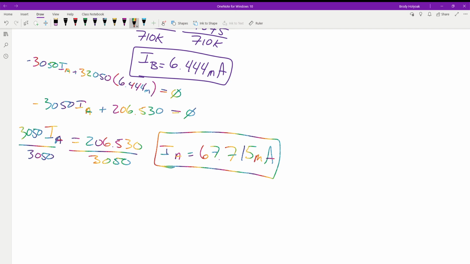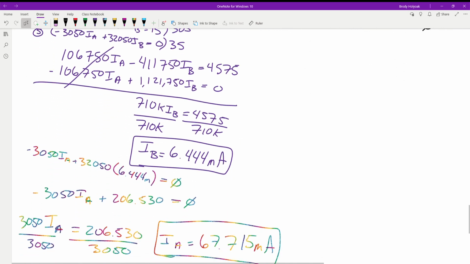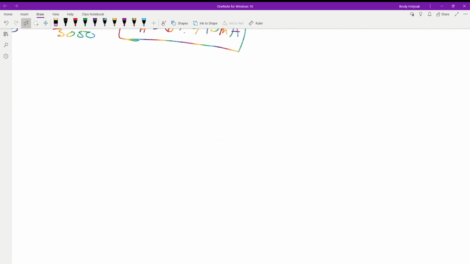Everybody else getting that number? Okay. So now that we have that, we have two of our three values. And so far, everything is positive. Any questions about this value? Okay, so now the next part, we need to go back and get our original equations and solve for our last remaining variable.